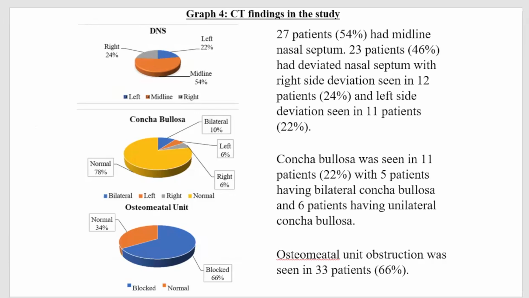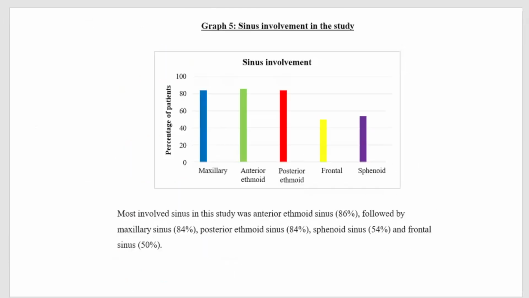The CT findings in this study: 27 patients had a midline nasal septum, and 23 patients had a deviated nasal septum, with right side deviation seen in 12 patients and left side deviation seen in 11 patients. Concha bullosa was seen in 11 patients, which accounts for 22%, with 5 patients having bilateral concha bullosa and 6 patients having unilateral concha bullosa. Osteomeatal unit involvement was seen in 33 patients. These are the pictorial diagrams shown here.